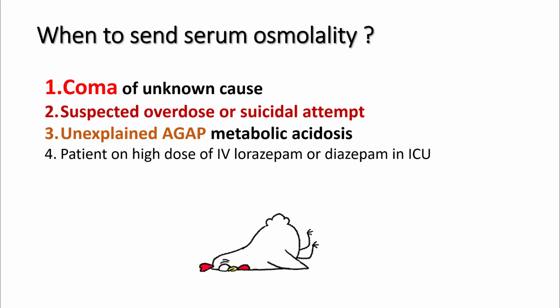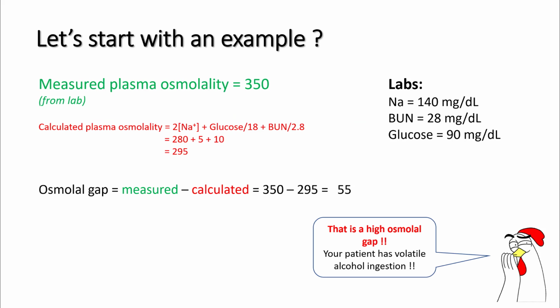Always send serum osmolality when you encounter a patient with coma of unknown cause, suspected overdose or suicidal attempt, or unexplained anion gap metabolic acidosis. Calculate the osmolar gap by using your calculated plasma osmolality and subtracting it from measured plasma osmolality.